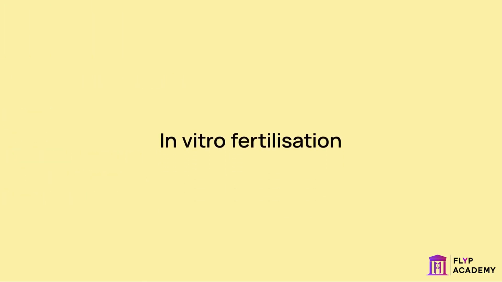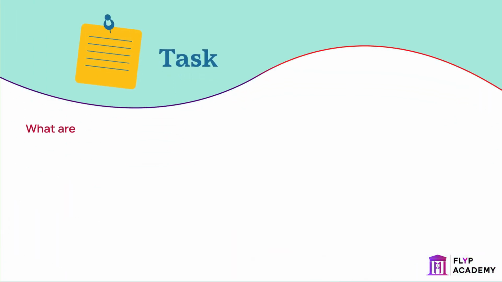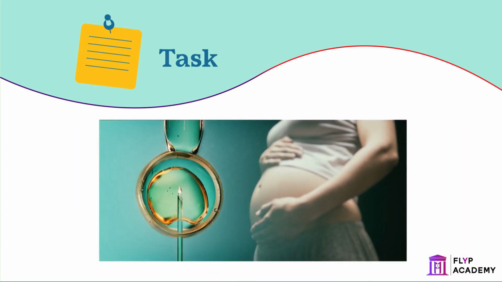In vitro fertilization refers to a type of fertilization that occurs outside of the body. It is used to help people get pregnant when they may have difficulty getting pregnant naturally. The hormones FSH and LH are used as fertility drugs. Task: what are the roles of FSH and LH? FSH stimulates the eggs in the ovary to mature, and LH causes an egg to be released.